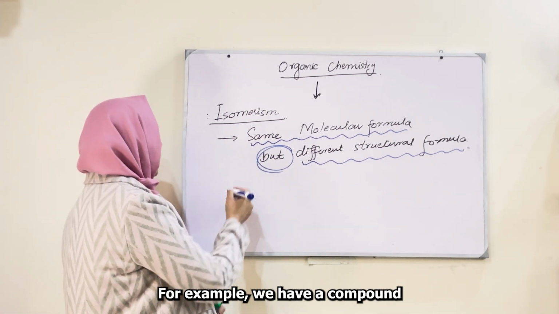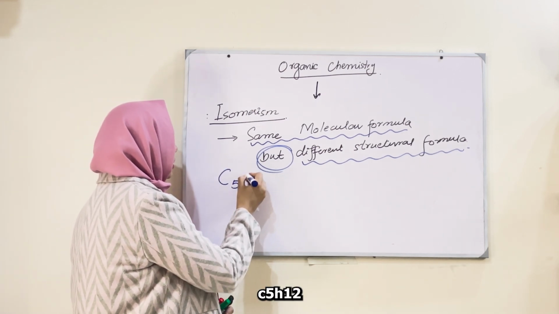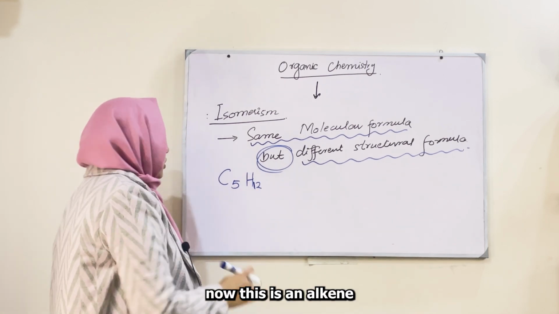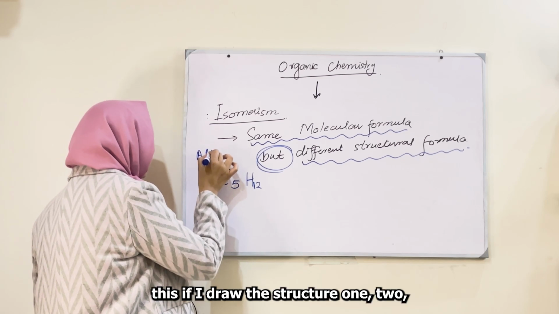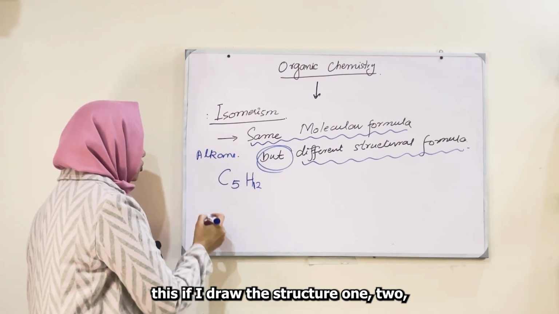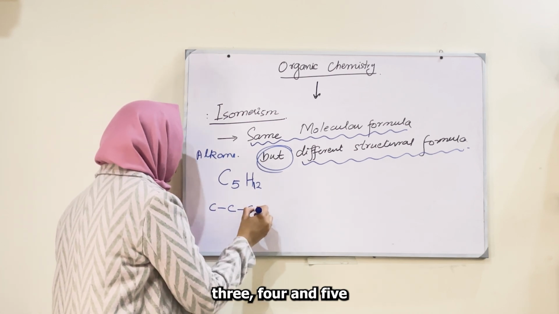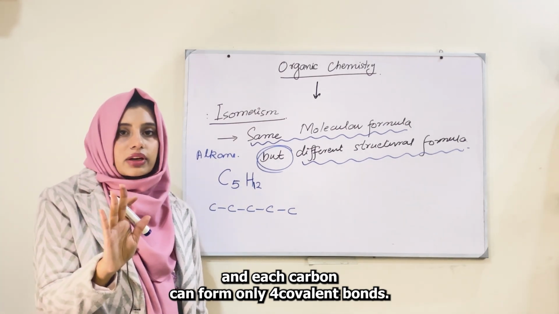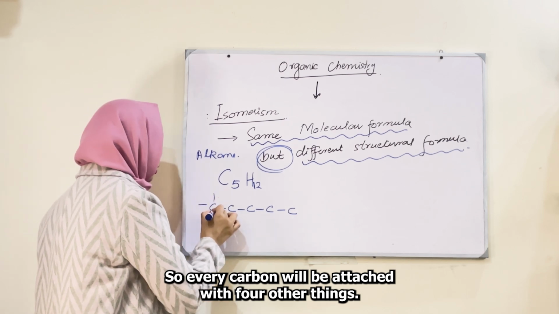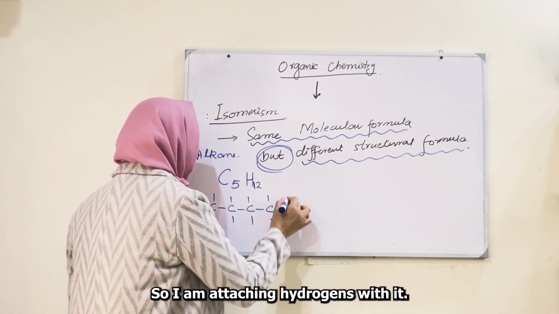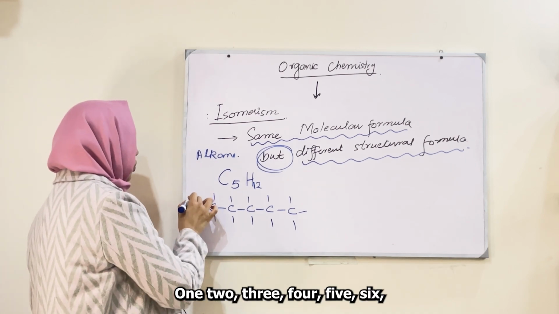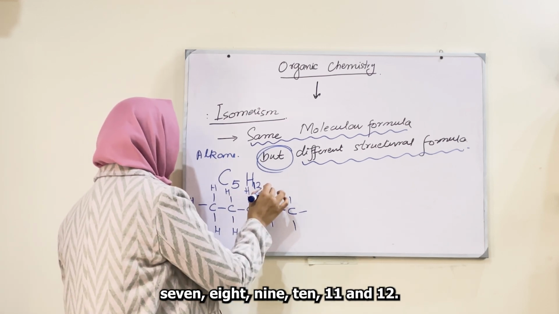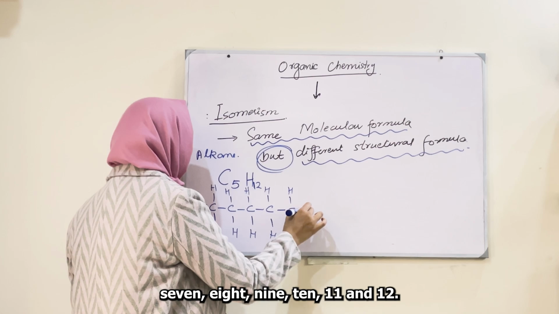For example, we have a compound C5H12, right? Now this is an alkane. If I draw the structure, 1, 2, 3, 4 and 5, and each carbon can form only 4 covalent bonds, so every carbon will be attached to 4 other things. So I am attaching hydrogens to it: 1, 2, 3, 4, 5, 6, 7, 8, 9, 10, 11 and 12.